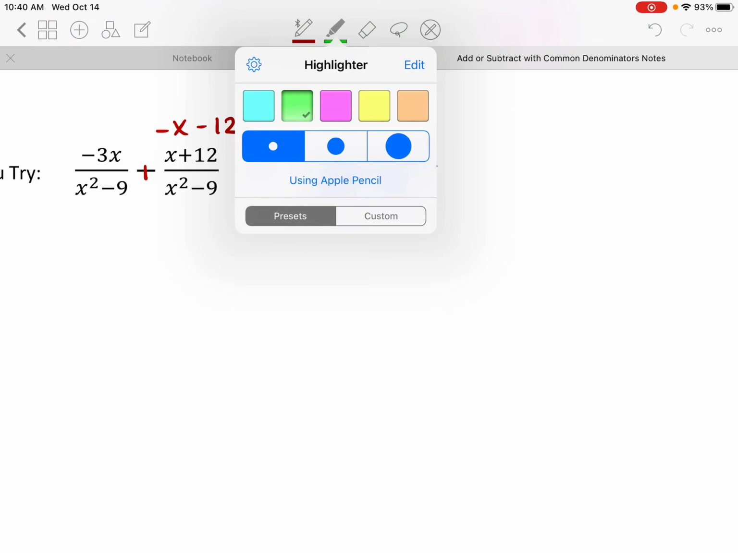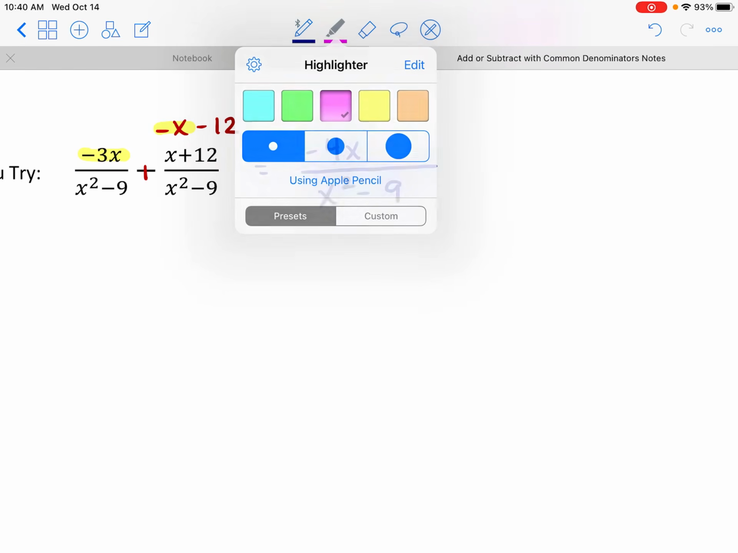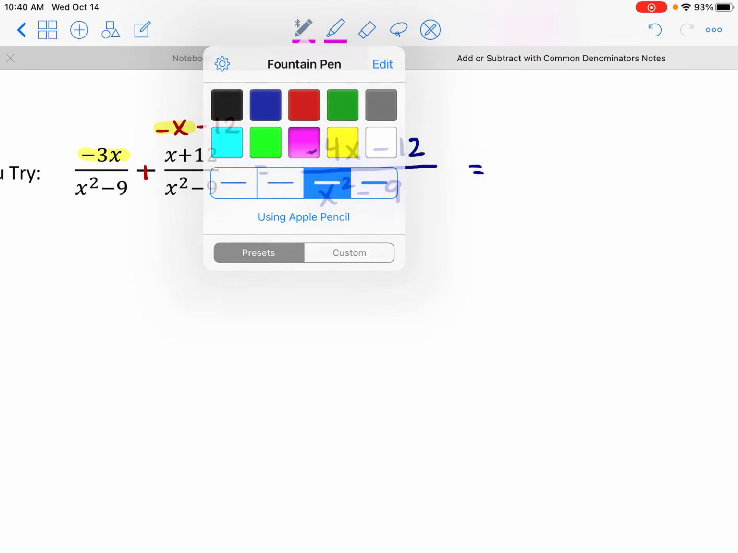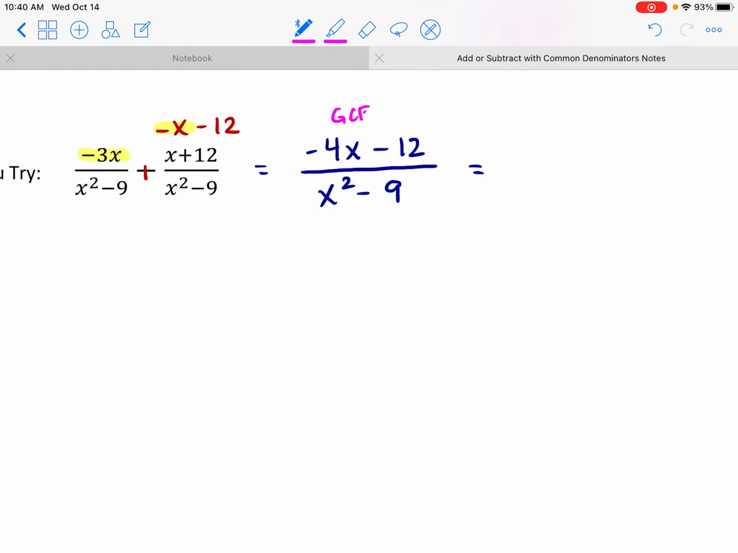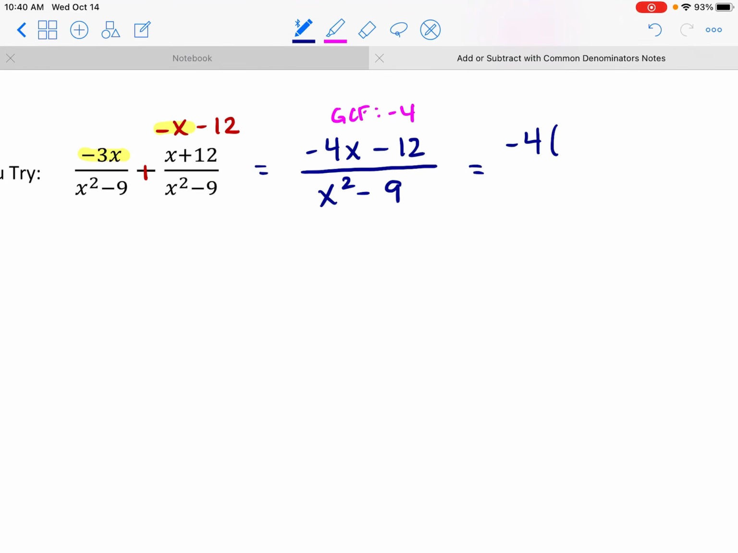So we can put together the negative 3x and the negative 1x to give us negative 4x's here. And then we have a minus 12, nothing to combine with that, so we're just going to bring that minus 12 over. And now we can factor. We've got a GCF in the numerator of a negative 4. So if we factor that negative 4 out, we're going to be left with x plus 3.